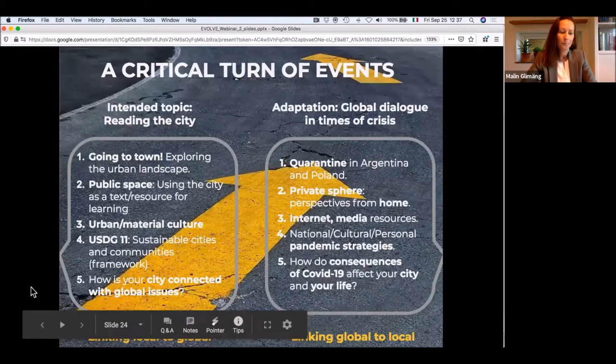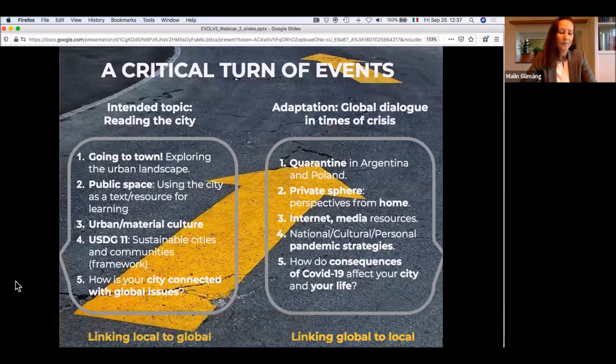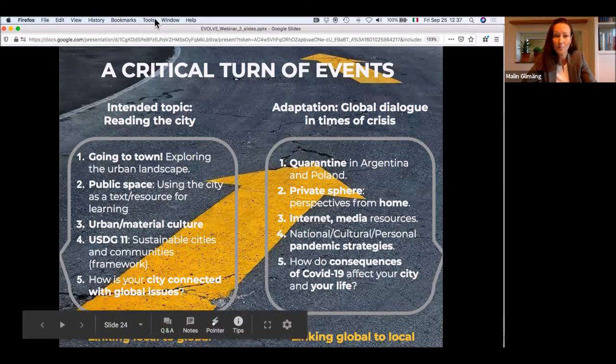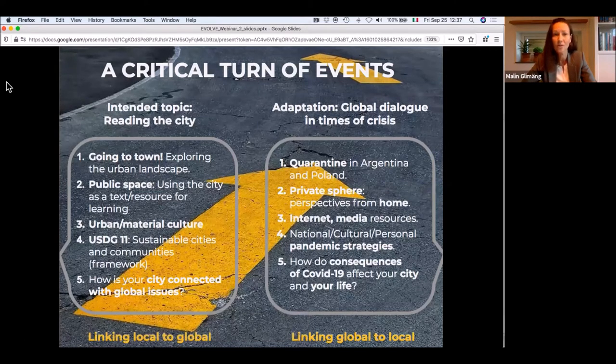Next slide, please. Just very briefly here, in the very first week of the project, there was a dramatic turn of events due to the outbreak of the pandemic. Our Reading the City topic was all about physically going to town and exploring different ways in which local cities and urban cultures are interlinked with global issues. In short, we wanted to use the city as a text, a resource for learning with our students. However, instead, we faced a situation of national quarantine imposed on Argentina and Poland, and some very different strategies unfolding at the same time in Sweden.